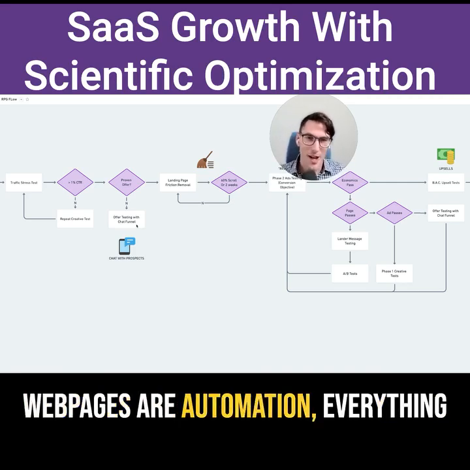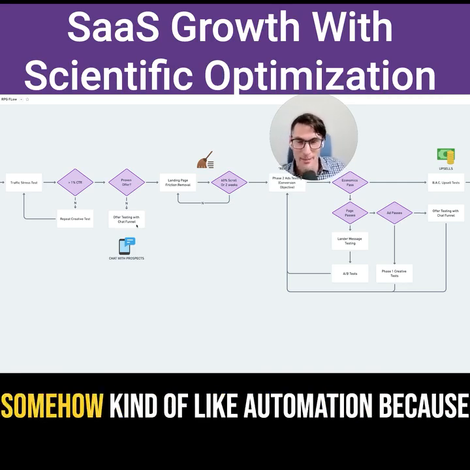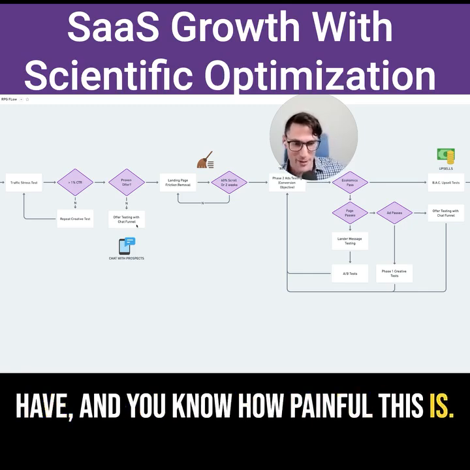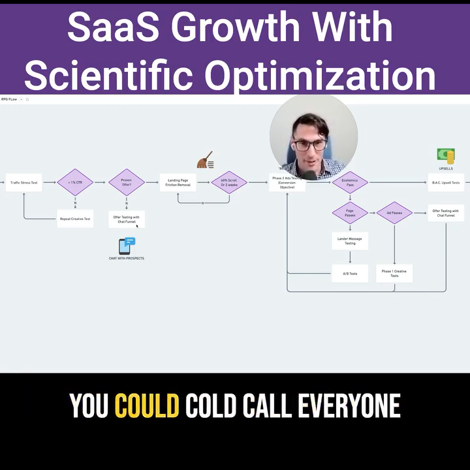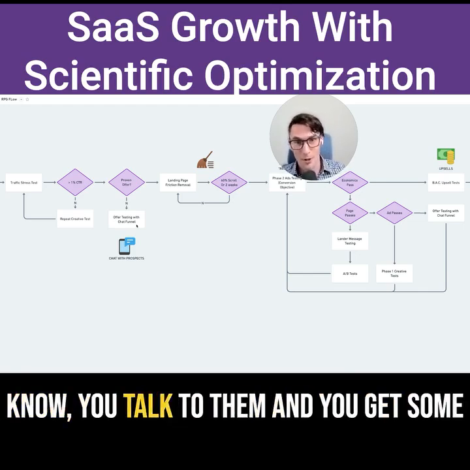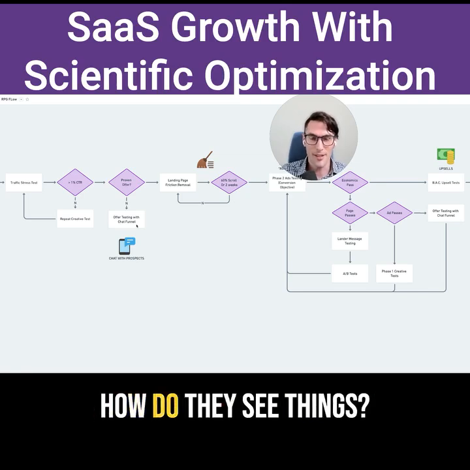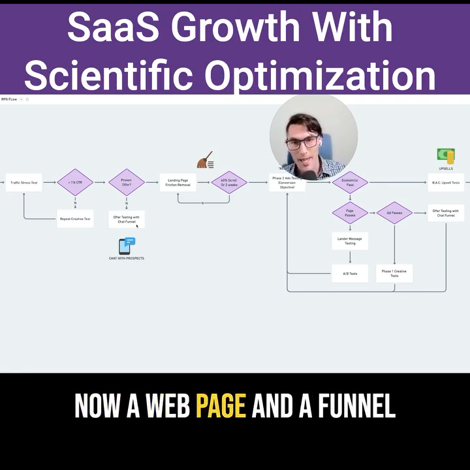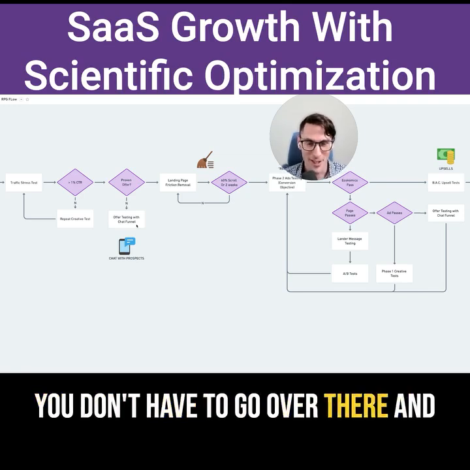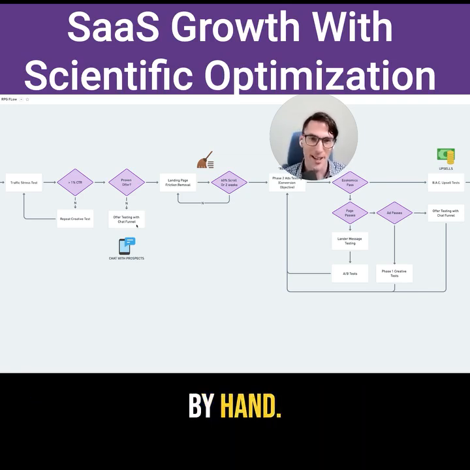Web pages are automation. Everything that we're doing in internet marketing is somehow kind of like automation, because you could, and maybe some of you have, and you know how painful this is, you could go and just call everyone. You could cold call everyone or warm call everyone. And yeah, that's a lot of time, but you talk to them and you get some sense like, what do they think? How do they see things? Now, a web page and a funnel and an opt-in, that's all so you don't have to do it yourself. You don't have to go over there and talk to them and get their email by hand.